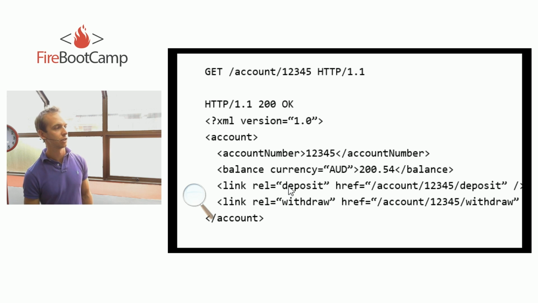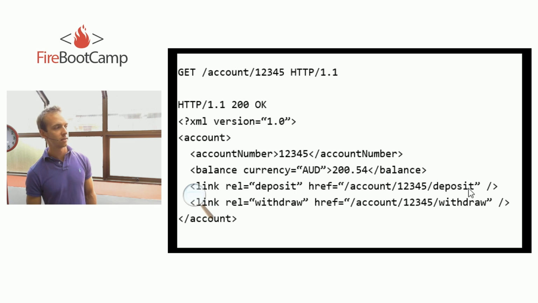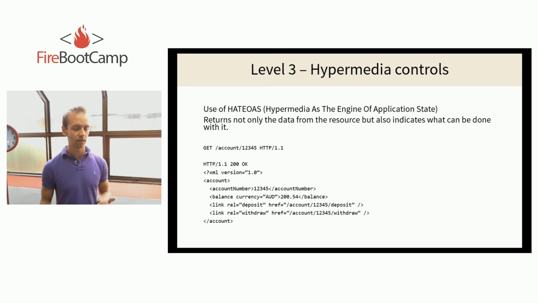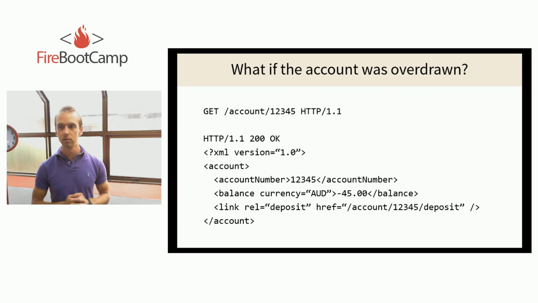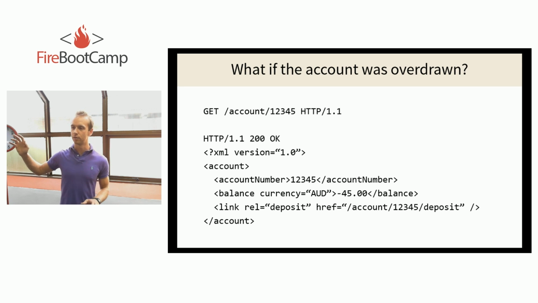Link, rel, relationship, deposit. If you want to do a deposit, here's the API endpoint. If you want to do a withdrawal, here's the API endpoint. So we start to discover the API as we hit parts of the API. Then our application will say, okay, I've loaded the account. Now I'll take that withdrawal link and bind it to this button when the user clicks the withdrawal button. Why is that useful? If the account's overdrawn, we just take the withdrawal endpoint away. Now, we're still going to have to protect against that on the server if somebody hits it, but we can start to declare what operations are available on different objects as we go down. That's kind of level 3.